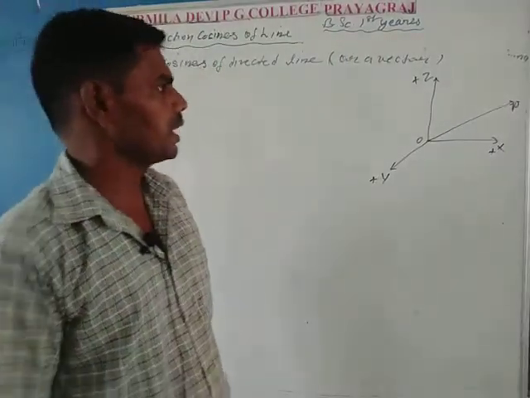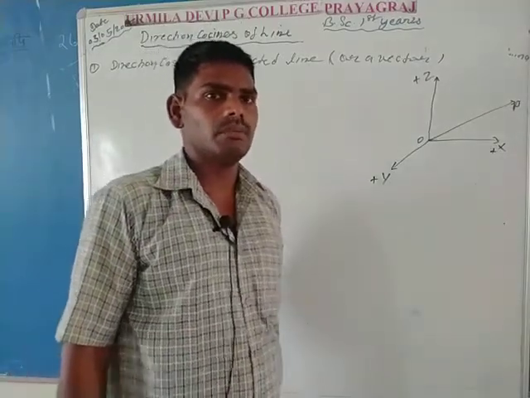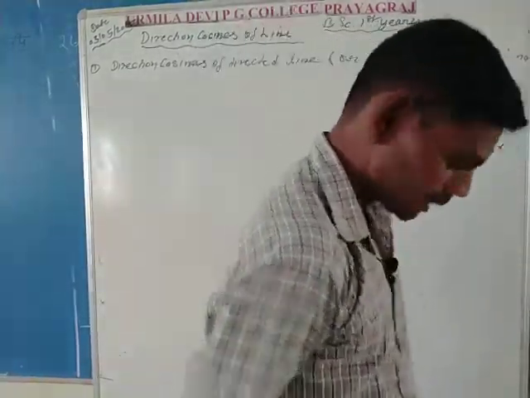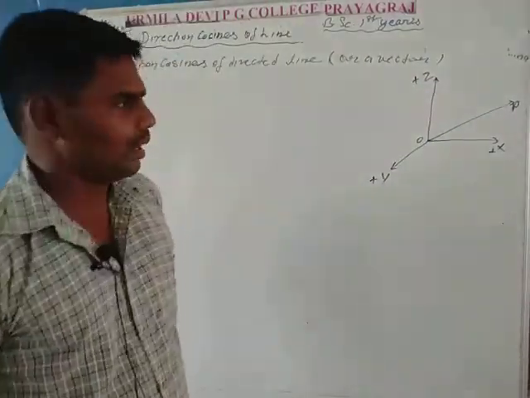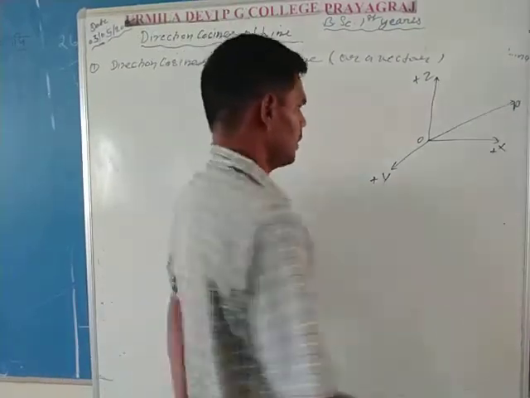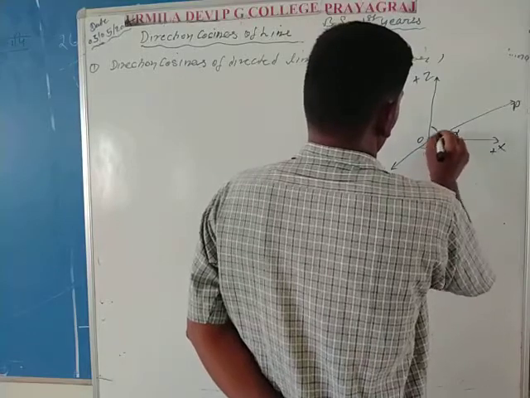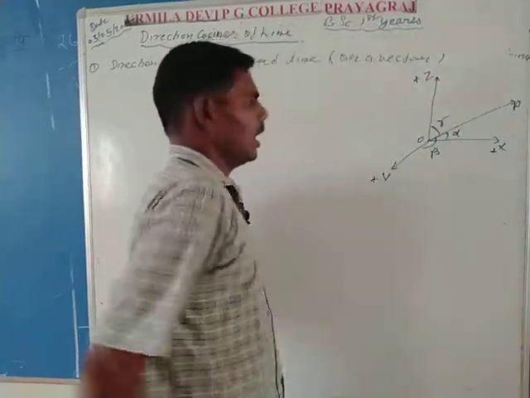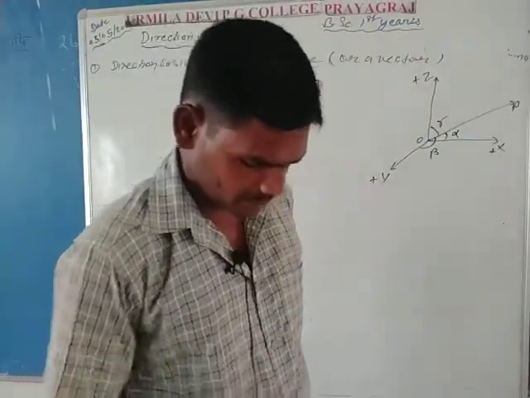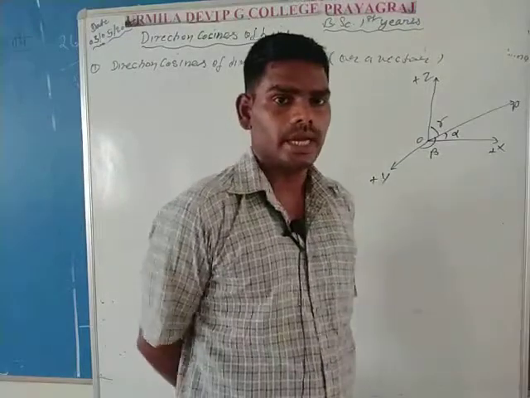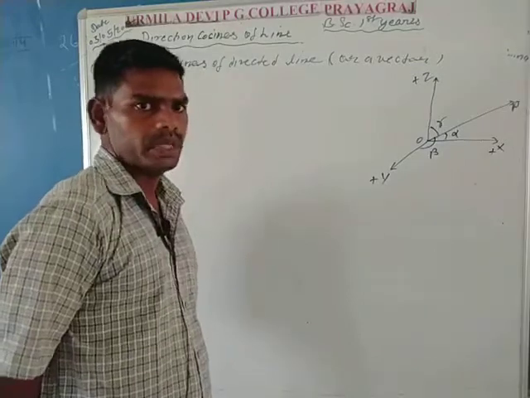If we draw a line OP, suppose that this line makes angles with the positive x-axis, positive y-axis, and positive z-axis, which are alpha, beta, and gamma respectively. So here write alpha, here write beta, and here write gamma. Alpha, beta, gamma are the angles which the directed line OP makes with the positive x-axis, positive y-axis, and positive z-axis.